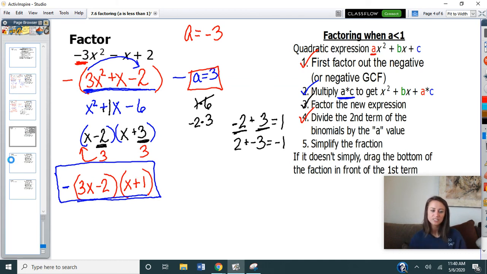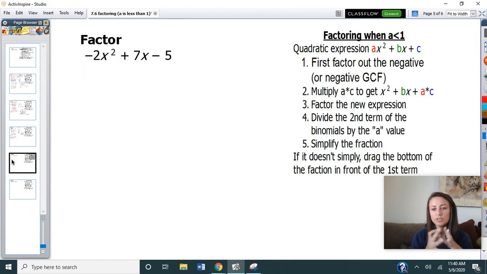Let's try another one. My computer's probably going to go slow again. So remember, we're factoring when a is not 1. This is different than last week. The only new step is you have to factor out a negative.